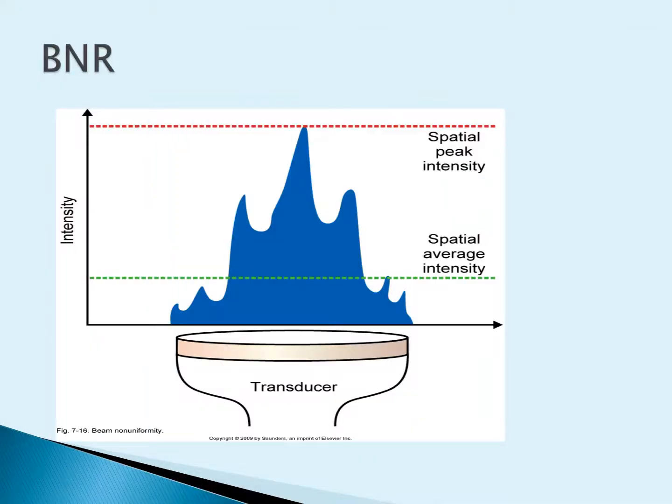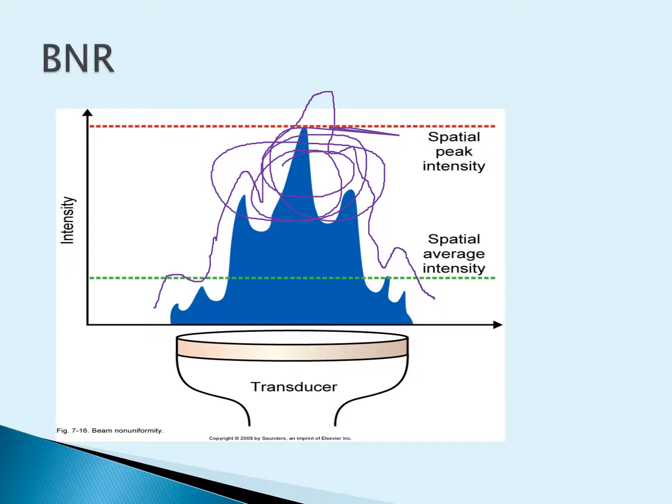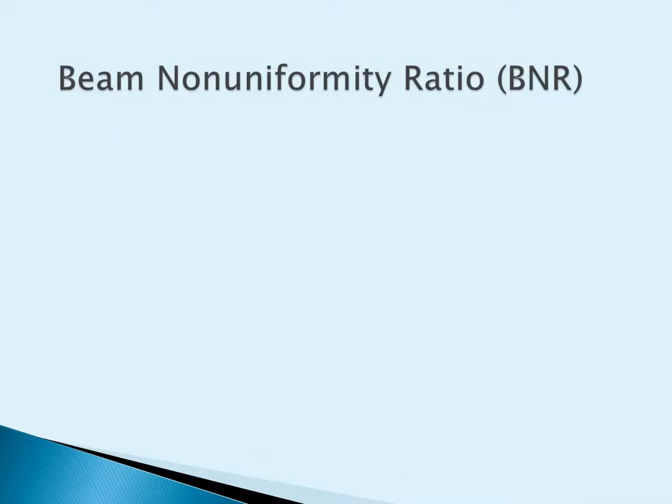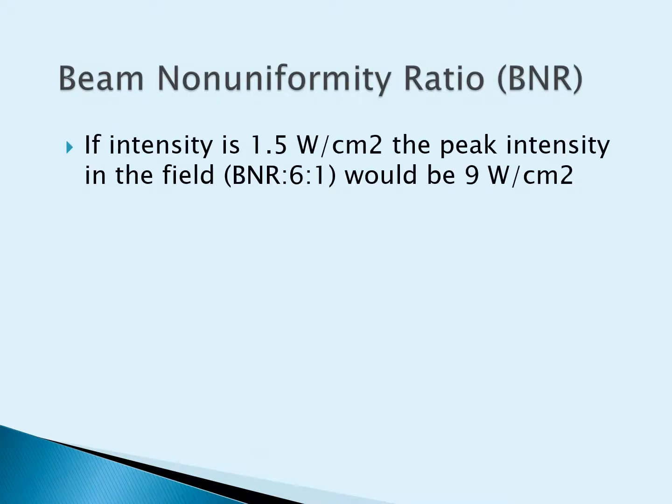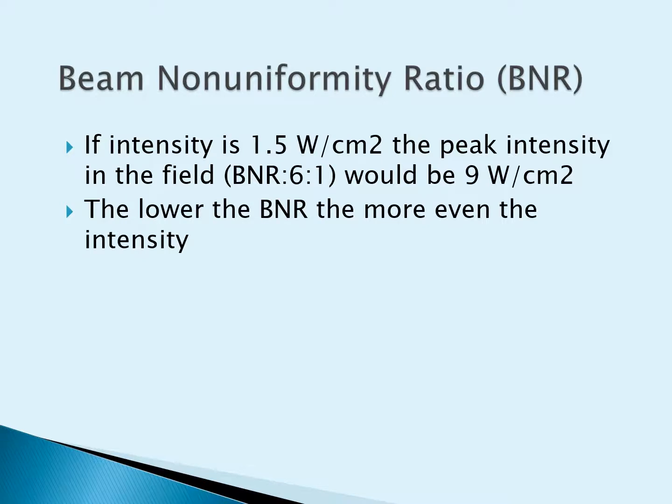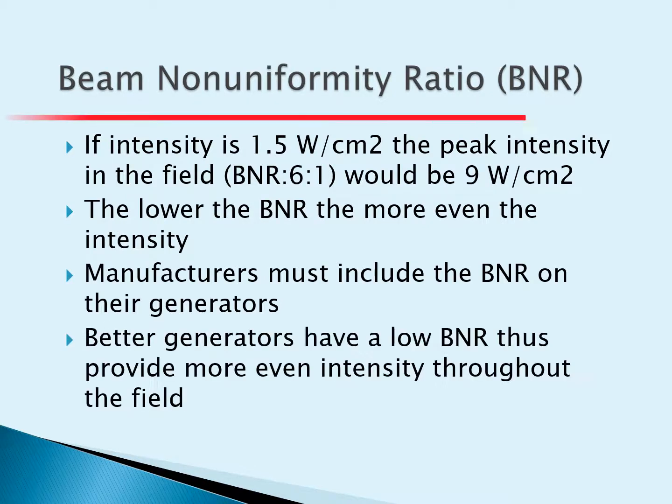So here's what BNR looks like. As you can see, on the outer areas, it's not as uniform as in here, which means this area here is going to be the area of highest intensity. Intensity is 1.5 watts per centimeter squared. The peak intensity within that BNR would be 9 watts per centimeter squared. So that's why we have to watch out for this. The higher the BNR, the more the intensity spikes. We want it to stay close to 1-to-1.